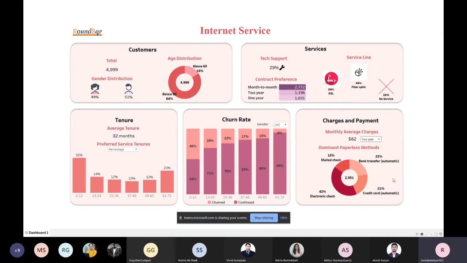Out of these 499 customers, 2951 are paying with paperless methods, out of which these are the things they choose, like the bank transfer and electronic check, which has the higher percentage of customers.